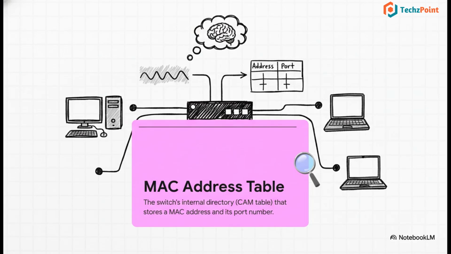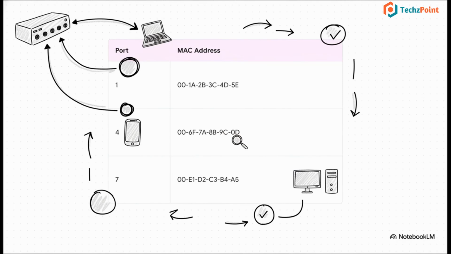You can think of this as the switch's brain, or its internal address book. It's a really simple but incredibly powerful list that the switch builds on its own, and it just matches a device's unique MAC address to the physical port number it's plugged into. And here, we can take a little peek inside one. It's really just a simple lookup table. The switch just looks at it and says, okay, the device with a MAC address ending in 5E, that guy's on port 1. The one ending in 0D, he's over on port 4, and on and on.